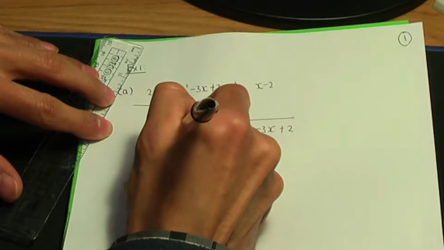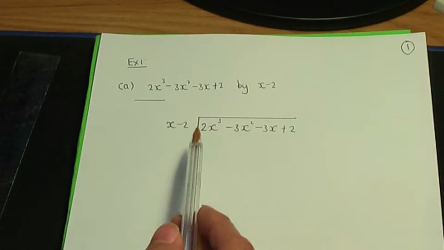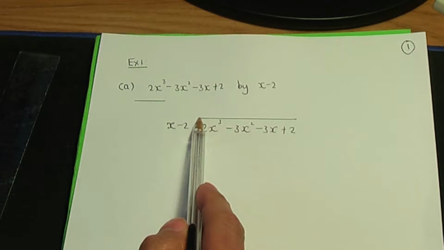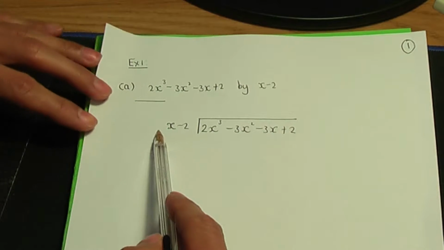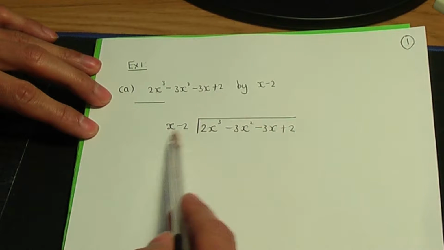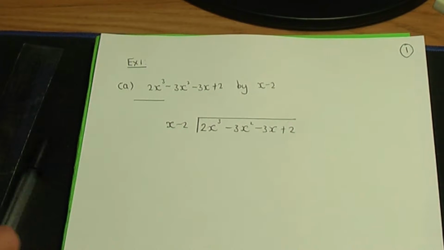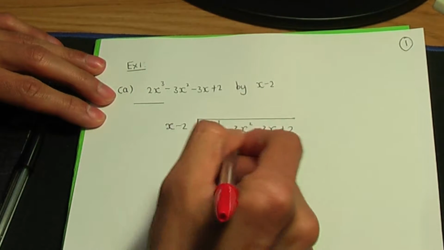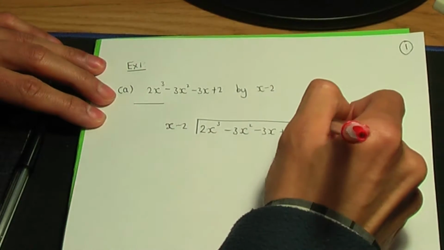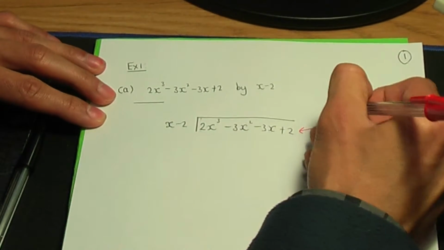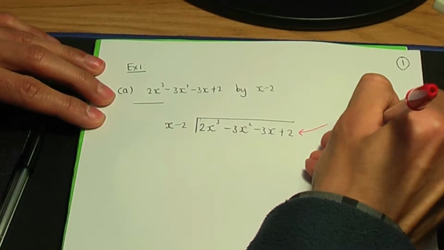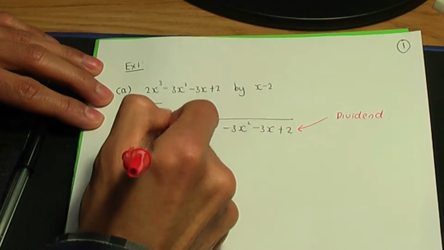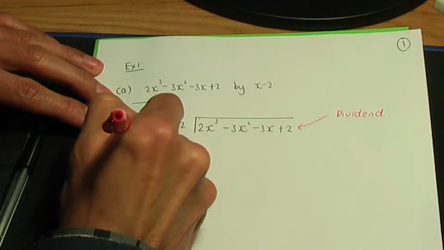by x minus 2. I usually divide using the bus stop method. This is commonly called a bus stop. Let me show you the way in which I divide. First of all, the term underneath this bus stop is what we call the dividend, and the term that we're dividing by, the x minus 2 in this case, is called the divisor.